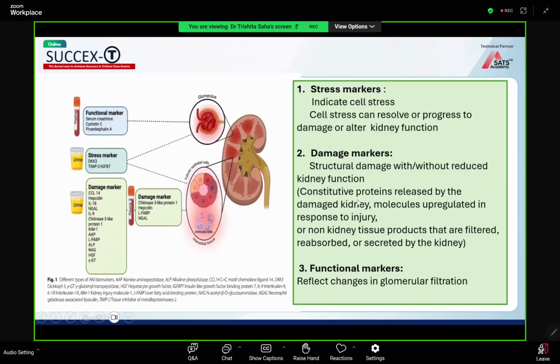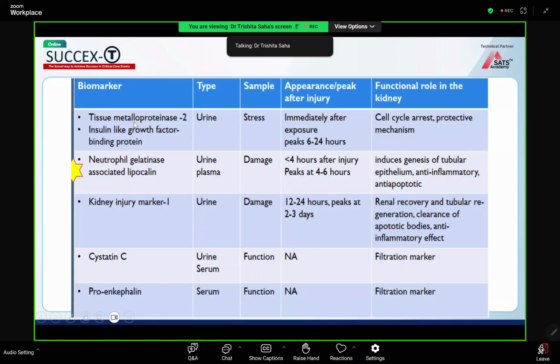These are the constitutive proteins released by damaged kidneys, molecules upregulated in response to injury, or non-kidney tissue products that are filtered, reabsorbed, or secreted by the kidney. And the functional markers generally reflect the changes in glomerular filtration. So this diagram is very easy to make, and you can distinguish between the markers. Whenever you are writing, just remember these important biomarkers, because there are a lot of biomarkers, but these are the main biomarkers you have to write to get at least passing marks.